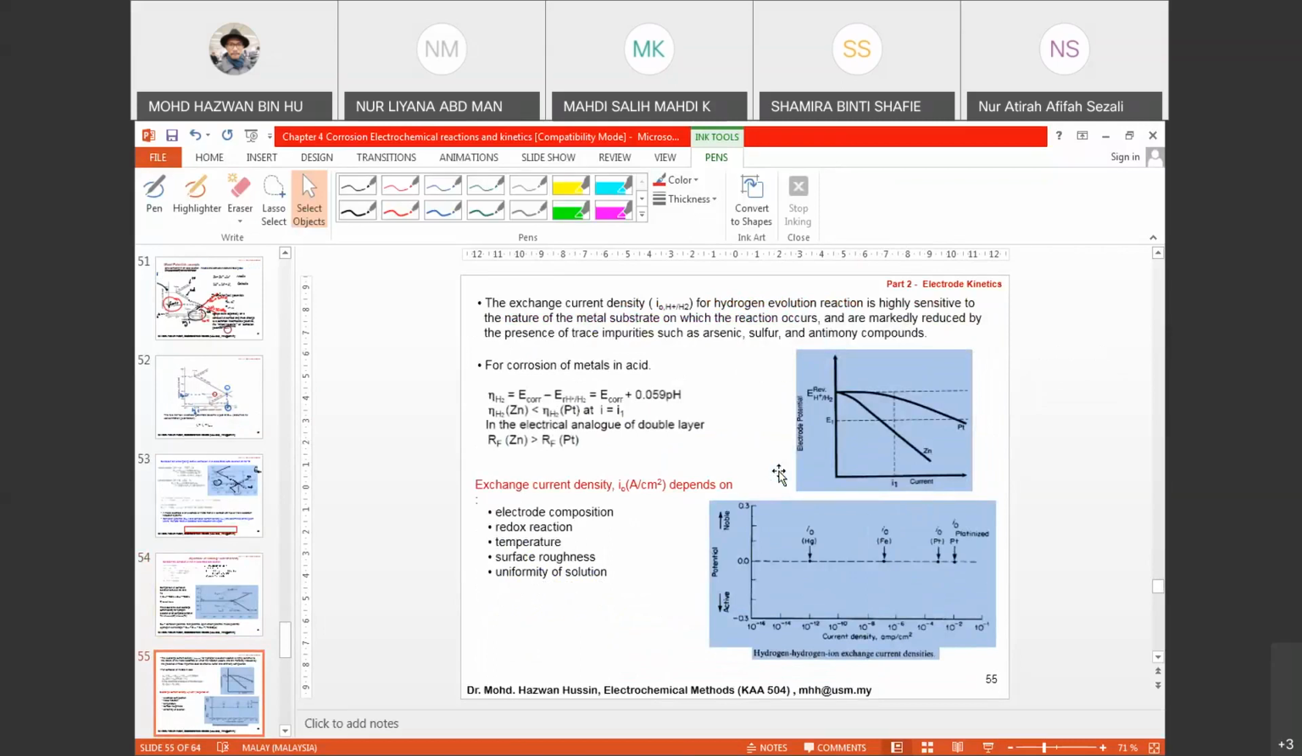Another thing that you should notice is that the exchange current density during the mixed potential process will depend on electrode composition. Of course, if you have alloys, then the current density value is different. Then the redox reaction, what would be the oxidation and reduction process? Temperature of the reaction will also give you different current values. Higher temperature will give you higher current values. Then surface roughness, and also uniformity of the solution.